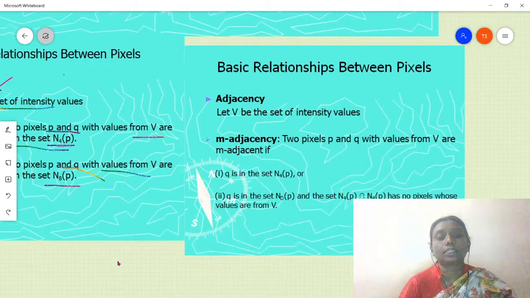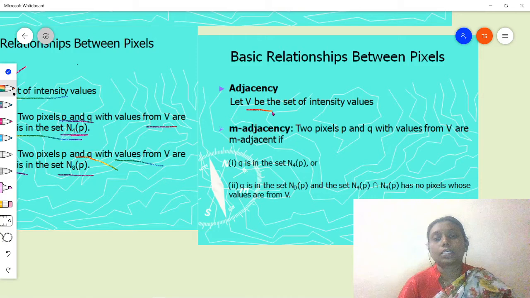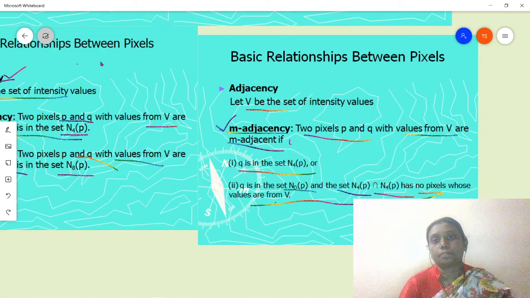Generally, for the adjacency relationship between the pixels, where V is the set of intensity values, we define M adjacency. So how do we define it? Two pixels P and Q with values from V are M adjacent if Q is in the set N4 of P, the neighbors of P, or Q is in the set ND of P, the diagonal neighbors of P, and the intersection of the set N4 of P and N4 of Q has no pixel whose values are from V. Okay, this is the second basic relationship between pixels.